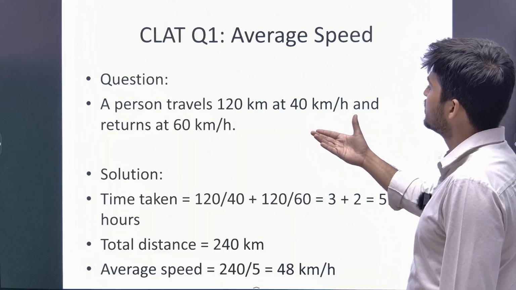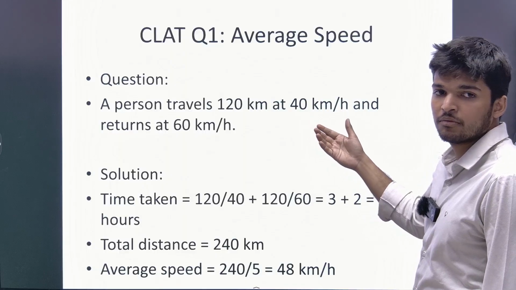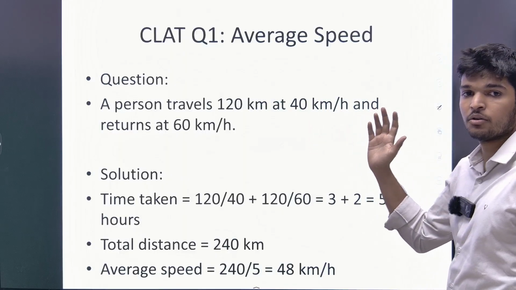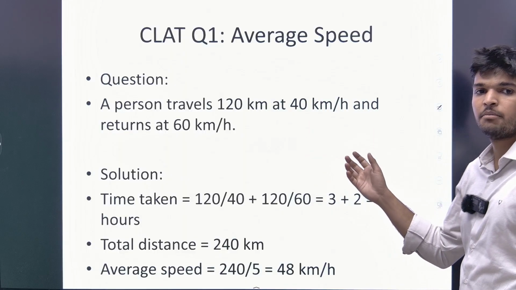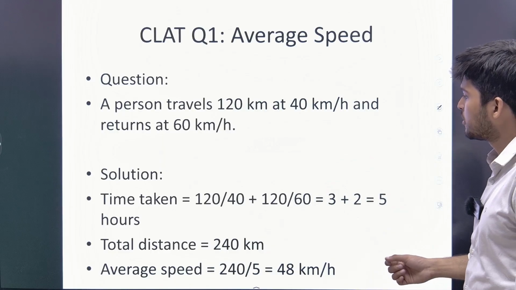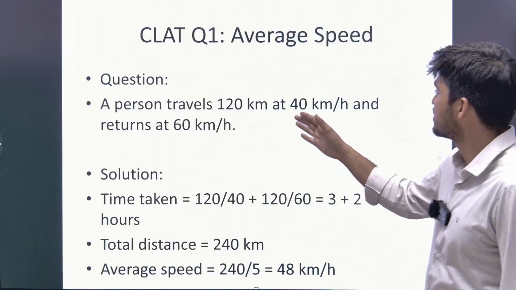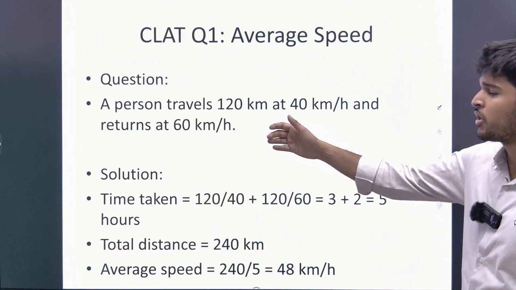The speed by which the person has traveled the going distance is 40, and the speed by which the train has returned the same distance is 60. So we can also do this in an easier way, as 120 is also divisible by 40 and 60.